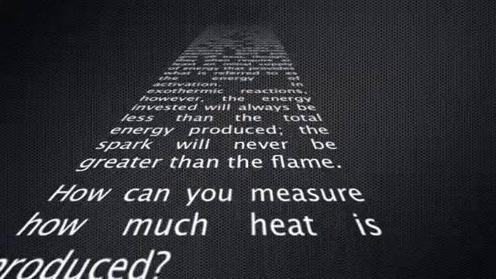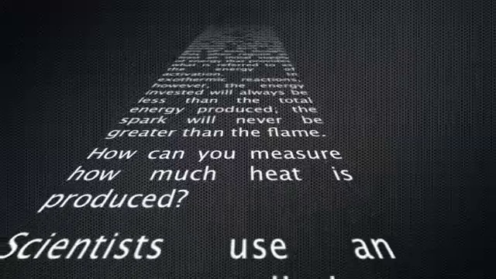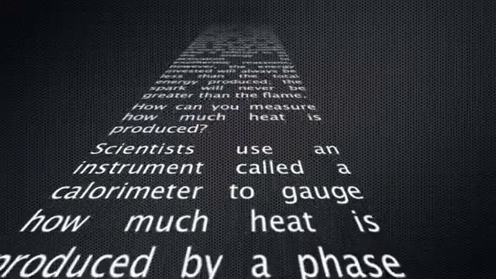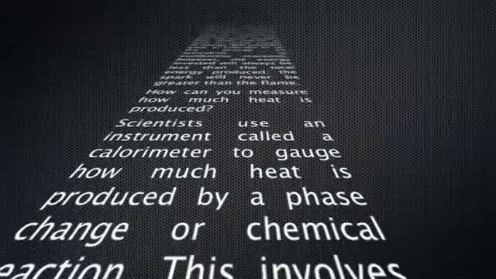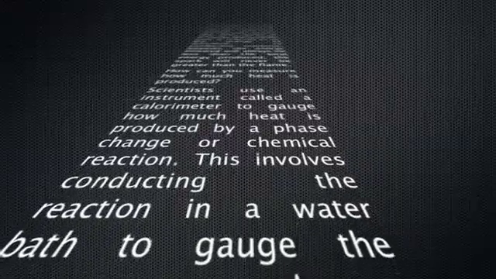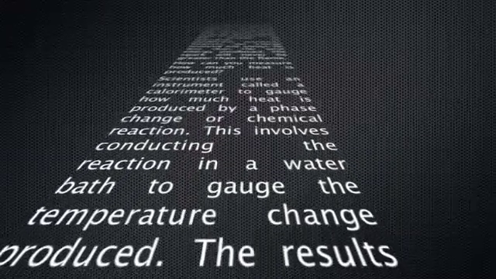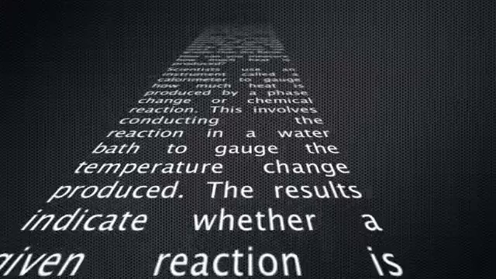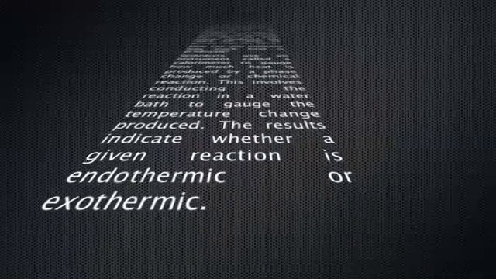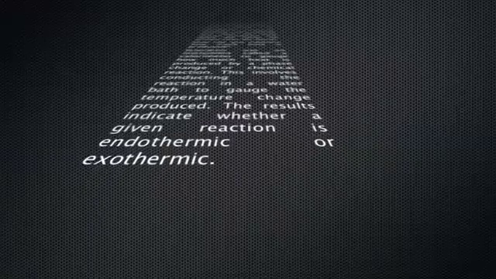How can you measure how much heat is produced? Scientists use an instrument called a calorimeter to gauge how much heat is produced by a phase change or a chemical reaction. This involves conducting the reaction in a water bath to gauge the temperature change produced. The results indicate whether a given reaction is endothermic or exothermic.